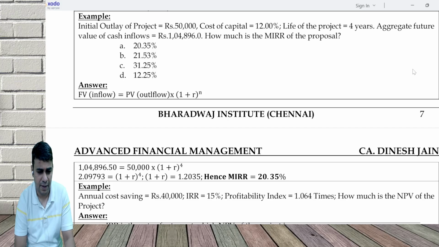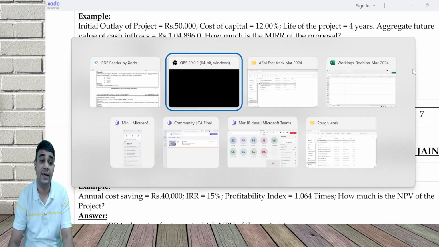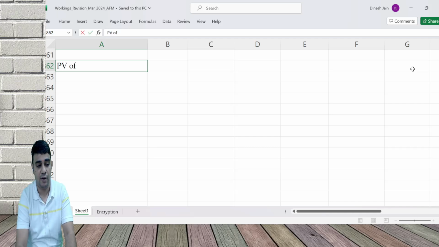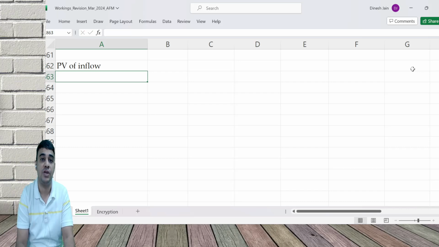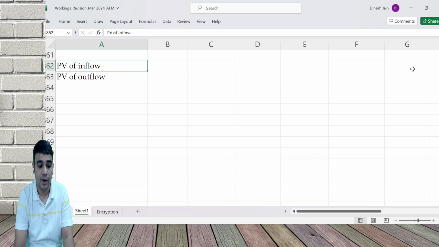Okay, it should be better now. So my PV of inflow can keep changing as you change the discount rate. If you change the discount rate, the value will keep changing. PV of outflow does not change based on discount rate because it is today's value.